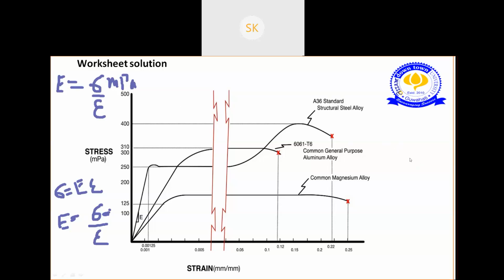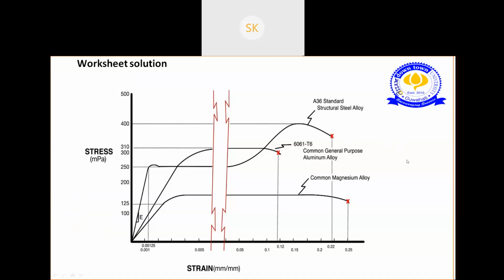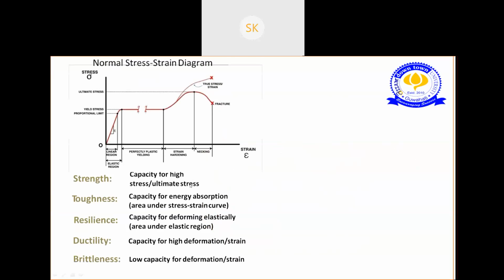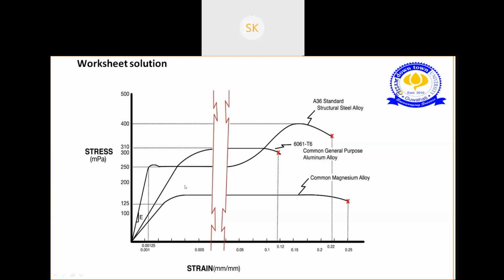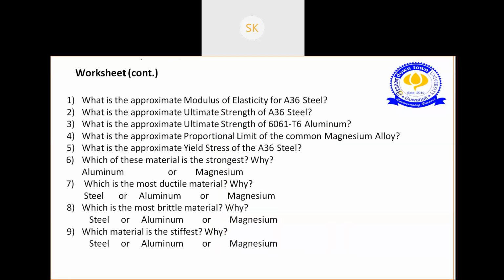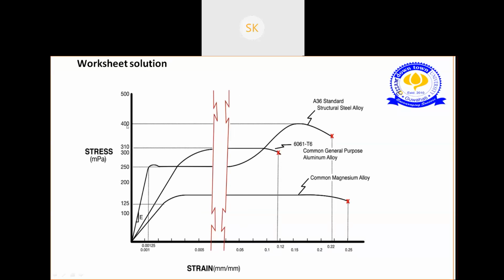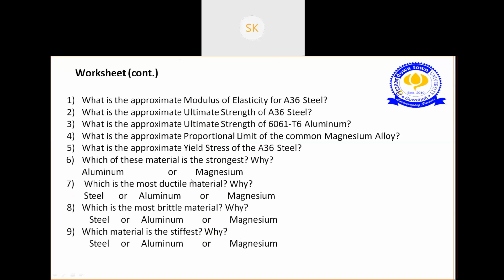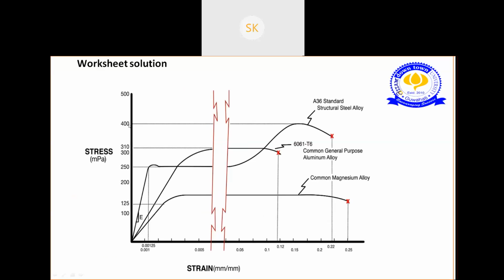Next, what have you been asked to find out? The ultimate strength of A36. If you go back to this, ultimate strength will be nothing but your ultimate stress value. So what is the stress value for steel? It is 400 MPa, right? Yes or no? Ultimate strength will be represented by the ultimate stress, the capacity of high stress. So your ultimate strength for A36 will be 400.